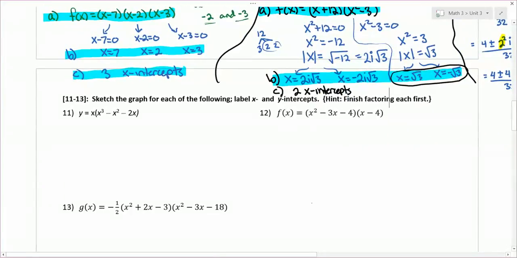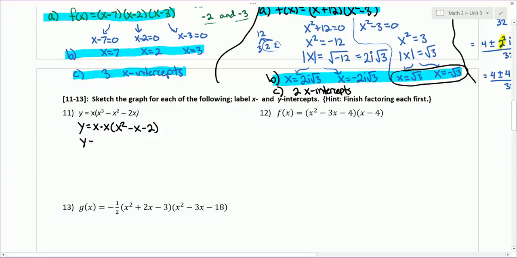11 says to sketch the graph for each of the following. Label the x and y intercepts. Hint, finish factoring each first. Okay, so on 11, we're going to finish factoring. Notice the x cubed minus x squared minus 2x, we can factor out an x. So we already had an x out in front, so x times x, and then in parentheses we get x squared minus x minus 2.